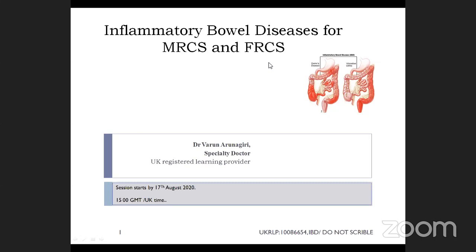Going on to the topic as such, today it is inflammatory bowel diseases, and everyone knows that it's a chronic disorder and has got a strong implication on medical gastro and also on the surgical gastro. Coming on to the first slide.